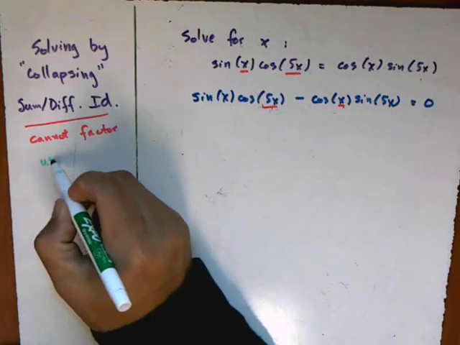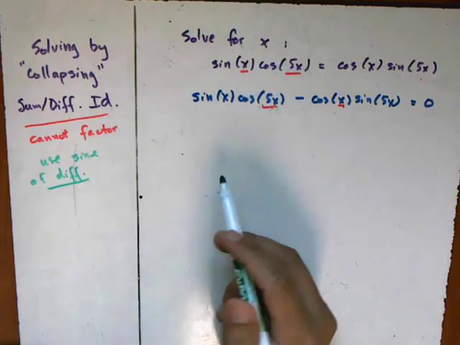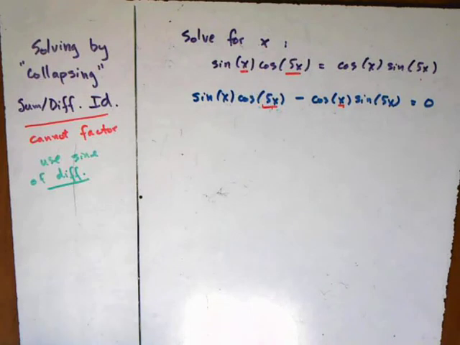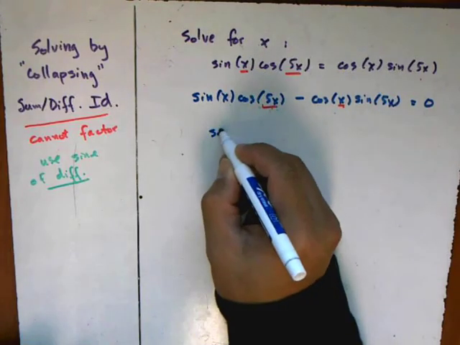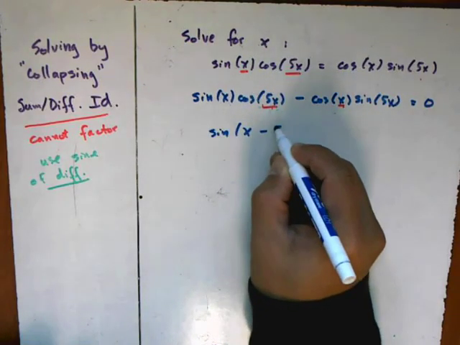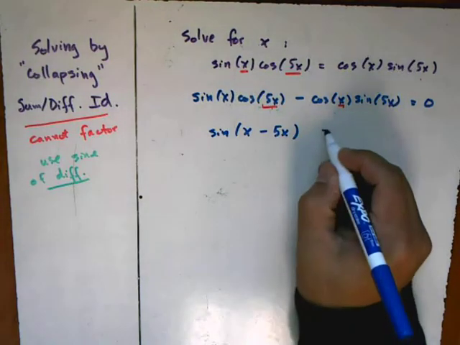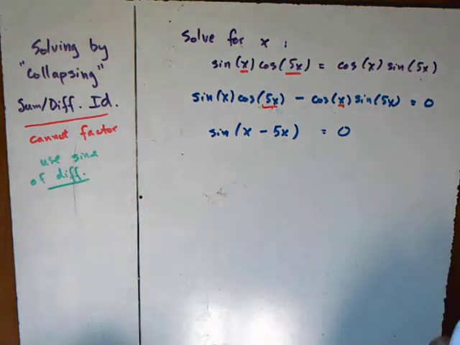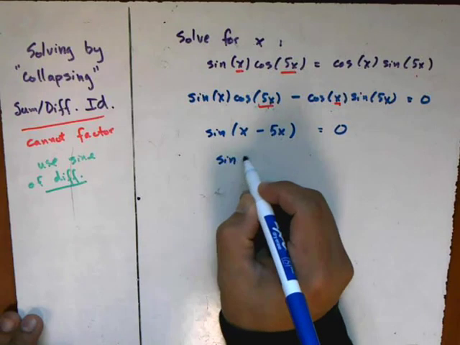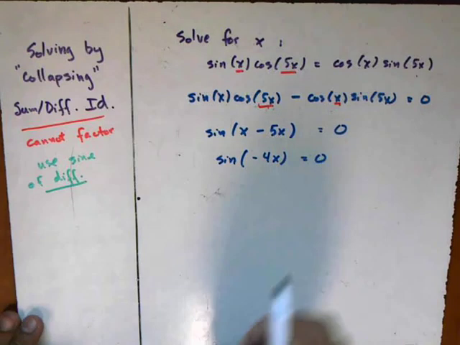So this is really using sine of a difference. And we can use this because this expression matches up exactly with the right-hand side for the sine of a difference. So now we can collapse all this together, and what you end up getting is sine of x minus 5x equals 0. Well, that wasn't too bad, and now we just reduce this, and you get sine of negative 4x equals 0.